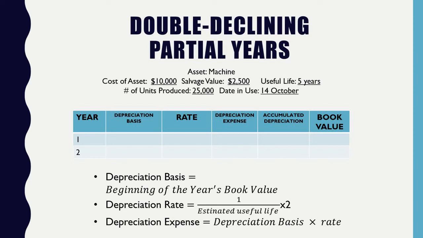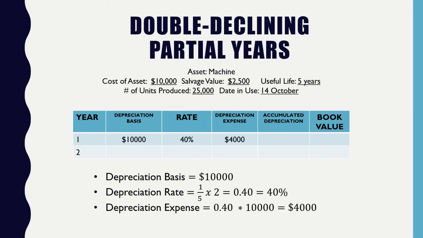Okay, so 10,000. Then we're going to figure out what the depreciation rate is. So it's 1 over its estimated useful life of 5 times 2, which we've already calculated before. It's 0.4, 40%. And then my depreciation expense is going to be the rate times the basis, so 10,000 times 40% is going to give you $4,000. Now, once again, this $4,000 is for the entire year.